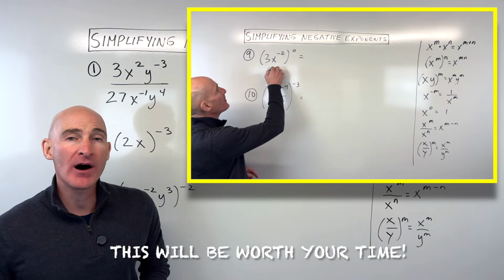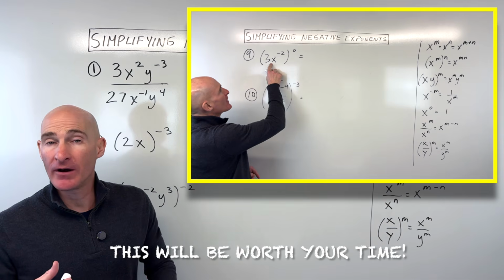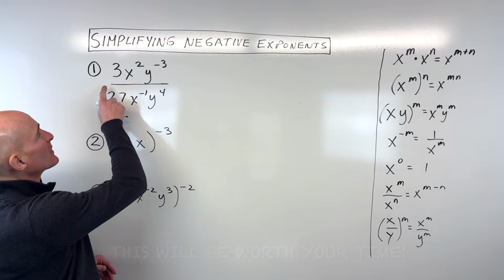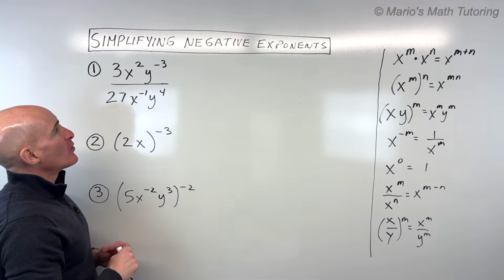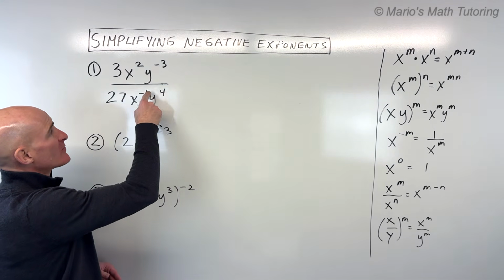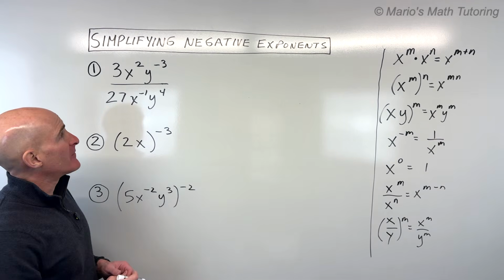You might want to pause the video and try some of these on your own, and of course we'll go through them together. So let's dive into the first example. We're given this expression right here. We want to simplify it, but notice we've got some numbers, some x's, and some y's. So how do we simplify this?